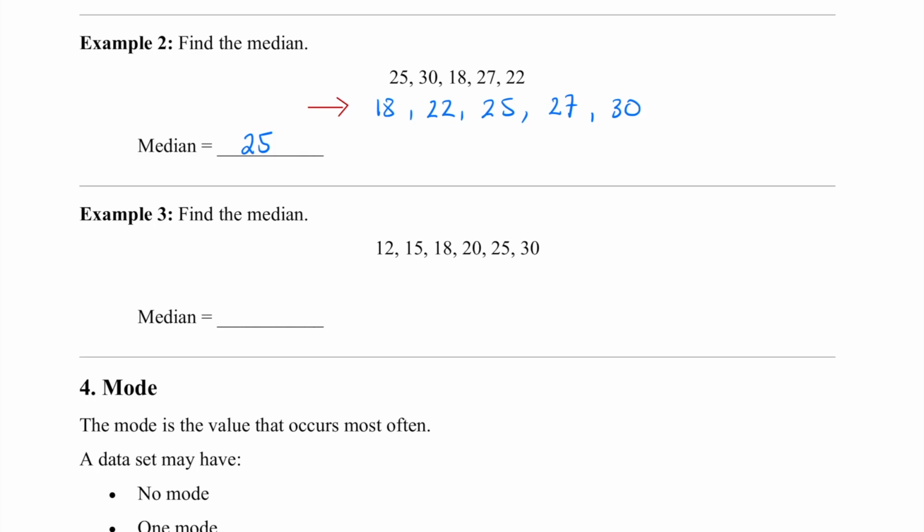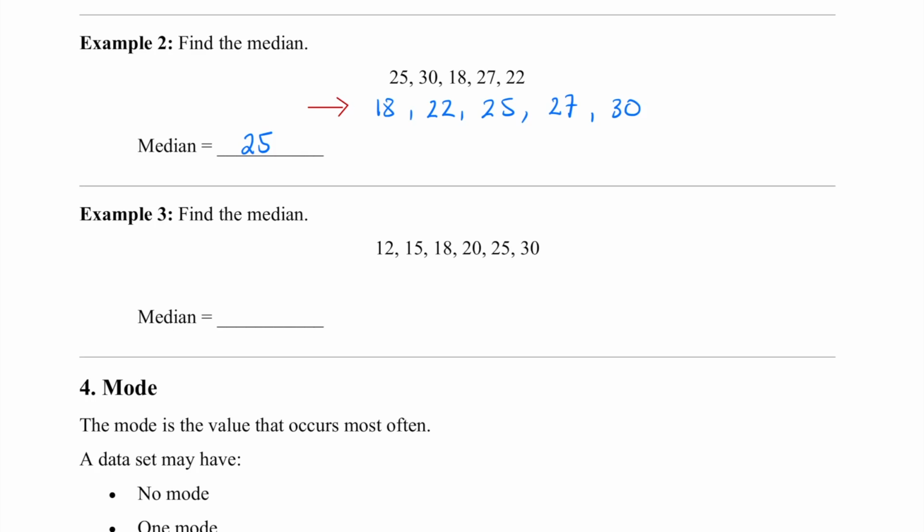Now, let's look at the second example. Find the median of this data set. Notice that these values are already arranged in ascending order, so we don't need to reorder them. Let's count how many values we have. 1, 2, 3, 4, 5, 6. There are 6 values. This time, we have an even number of observations, and that creates a different situation.